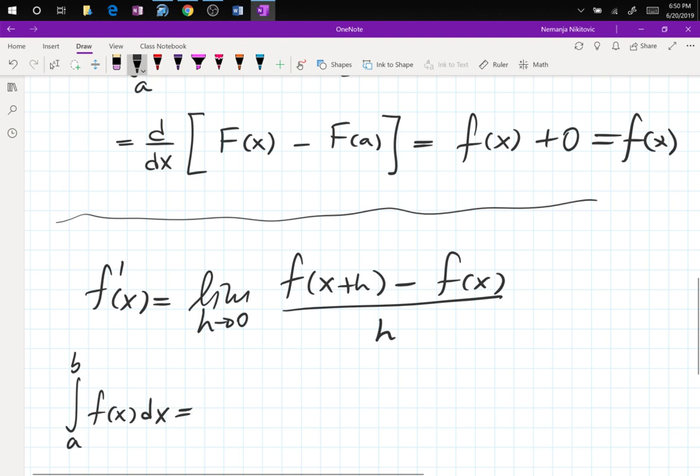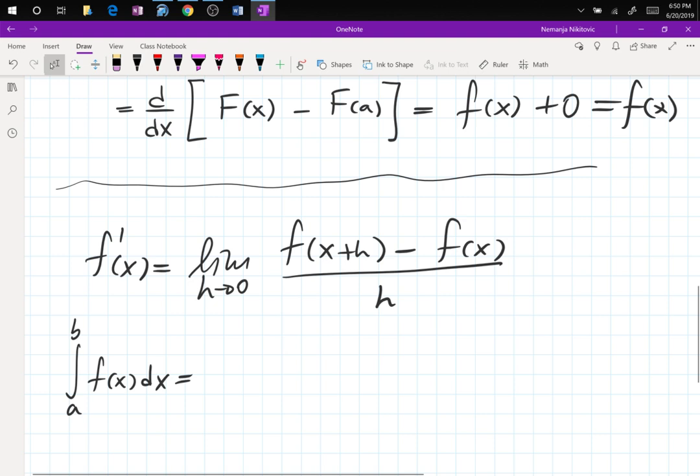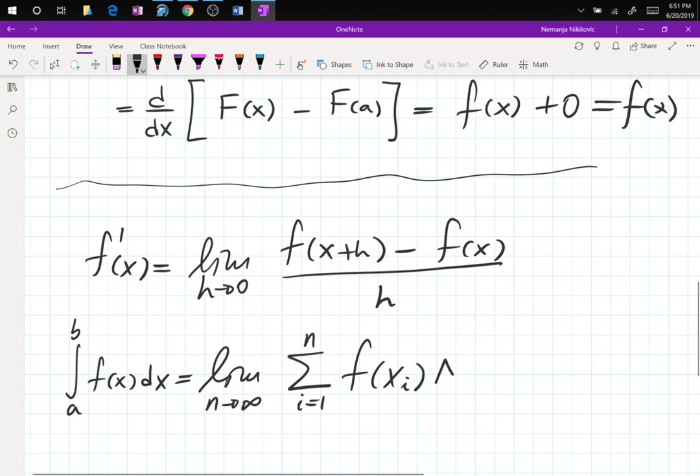How about the integral? What do I write? All you need to do is flip a page or 2 pages ago. Isn't it the limit as n approaches infinity of the summation, as i goes from 1 to n, of f(x_i) delta x? Nice. Okay, cool.